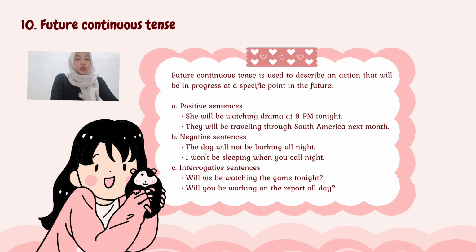Okay, next, future continuous tense. Future continuous tense is used to describe an action that will be in progress at a specific point in the future. For example, in positive sentence, she will be watching drama at 9 p.m. tonight, and they will be traveling to South America next month. In negative sentence, the job will not be working all night, and I won't be sleeping when you call me. In interrogative sentence, will you be watching the game tonight? And will you be working on the report all day?